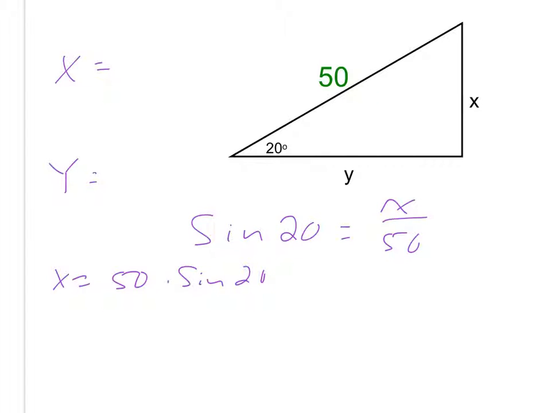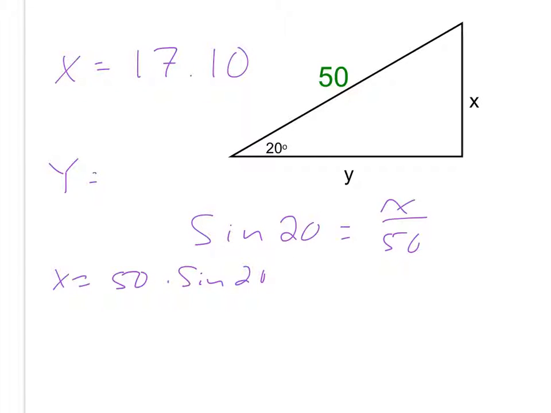I'm going to close my parentheses and hit equals just so we can see it. I get 0.3420 approximately. I'm going to take that number and multiply by 50. And I get 17.10. So x is equal to 17.10.